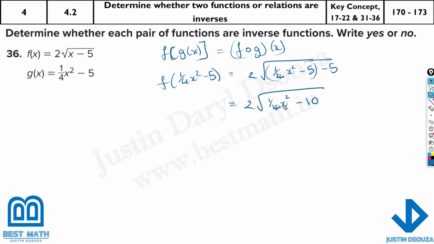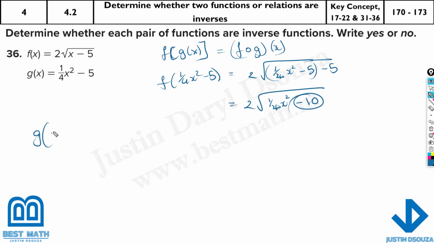Now this cannot be an inverse. I think they're supposed to change the sign, but anyway, this is not an inverse. Why? Because you cannot simplify this. There's a constant term here, so you can tell this is not an inverse. Even the other way around, you can try this.